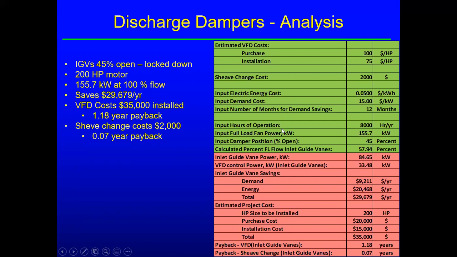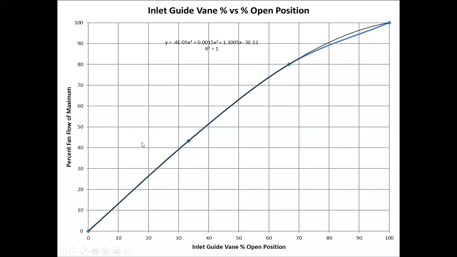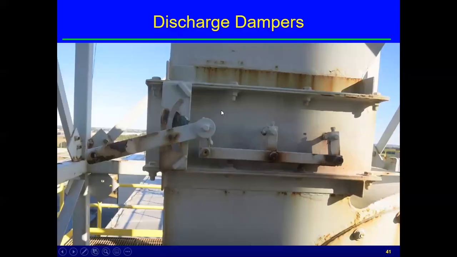Now we can just check the curves on this. We're saying 45%, and let's see, where's my percent flow? I'm getting about 58% flow at 45% open. So let's run back. 45% up here, about 58%. So it looks like that curve's working reasonably well, if you believe the curve.